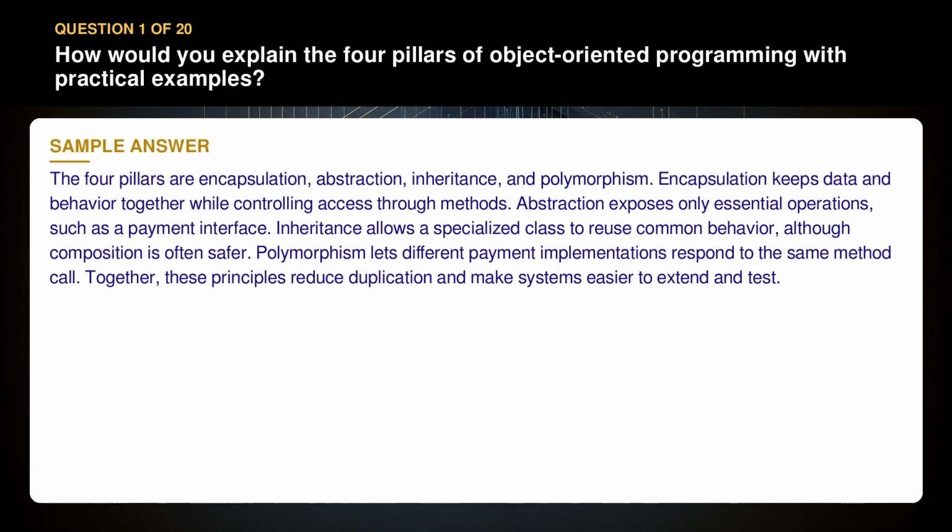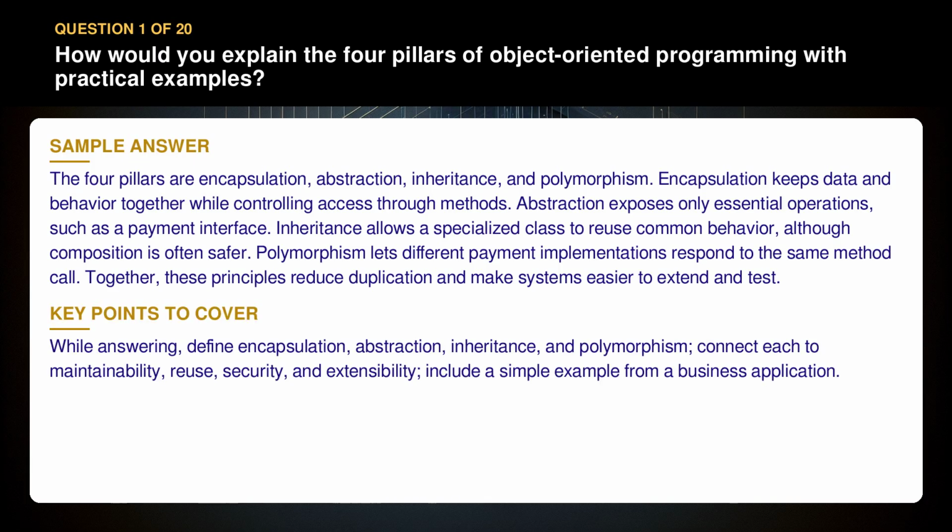Inheritance allows a specialized class to reuse common behavior, although composition is often safer. Polymorphism lets different payment implementations respond to the same method call. Together, these principles reduce duplication and make systems easier to extend and test. While answering, define encapsulation, abstraction, inheritance, and polymorphism. Connect each to maintainability, reuse, security, and extensibility. Include a simple example from a business application.